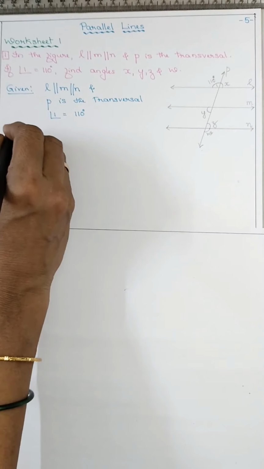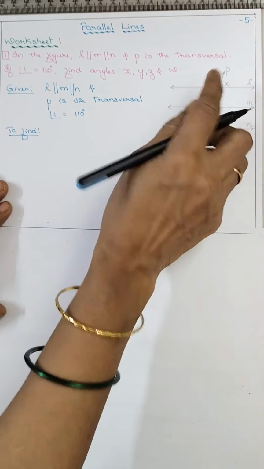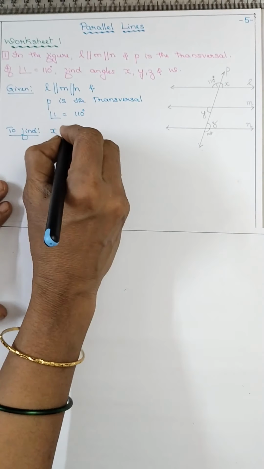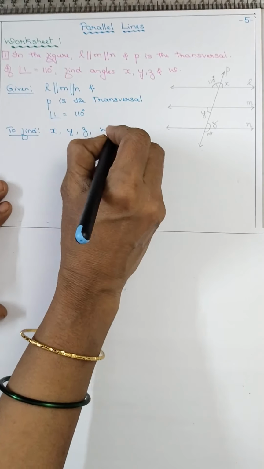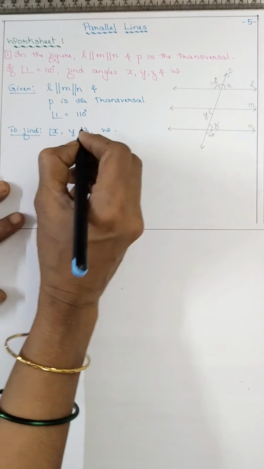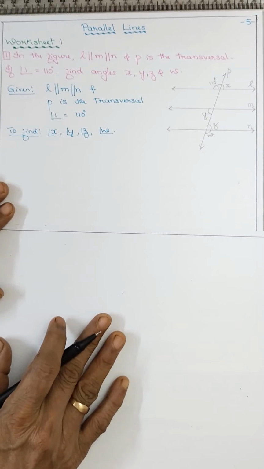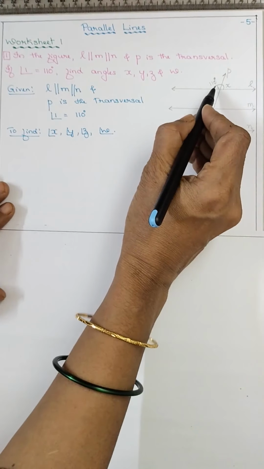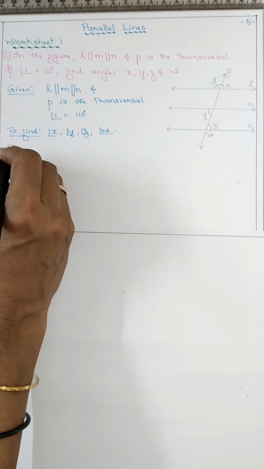Now to find X, Y, Z and W. You can write angle X, angle Y, and angle W. Okay, first this is 110, so X, how much it will be?